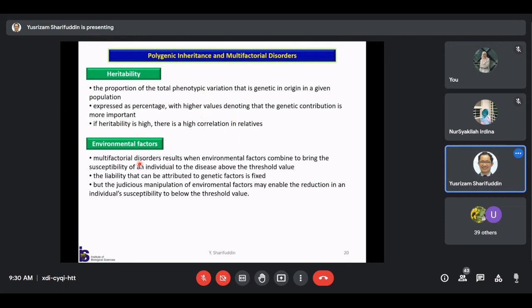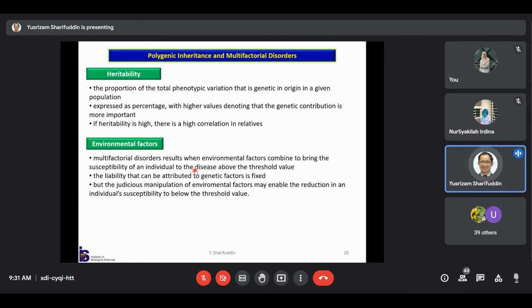Environmental factors, you have multifactorial disorders when environmental factors combine to bring the susceptibility of an individual to disease above the threshold value. So the contribution that can be attributed to genetic factors is fixed, but judicious manipulation of environmental factors may enable reduction in an individual's susceptibility to the threshold value. I discussed this before, so I'll repeat this again. When you have environmental factors, you have genetic disposition to develop the disease. But if you know you have that predisposition or risk, but you manipulate your environment so that you will not develop it, then you can control it.